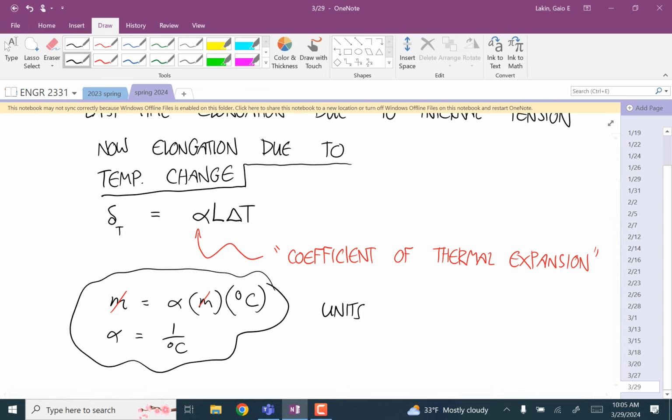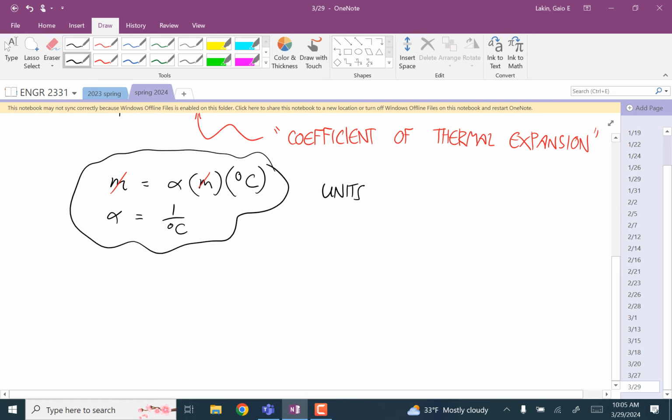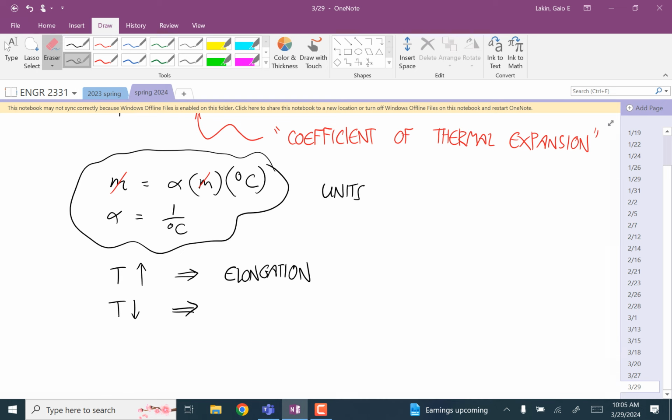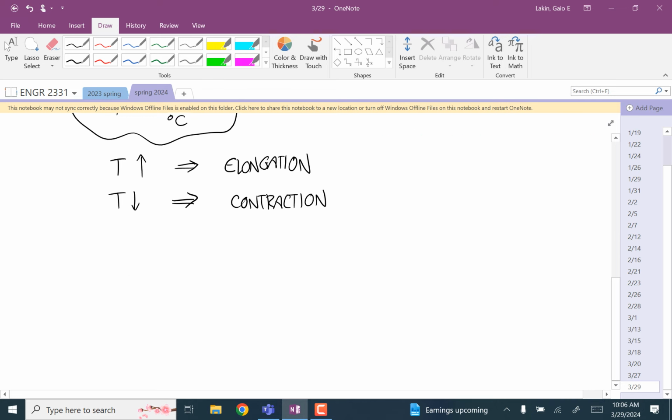What this says is if the temperature increases, you get elongation. And if the temperature decreases, you get shrinkage, contraction. And one thing to keep in mind is this is valid for any length measurement.